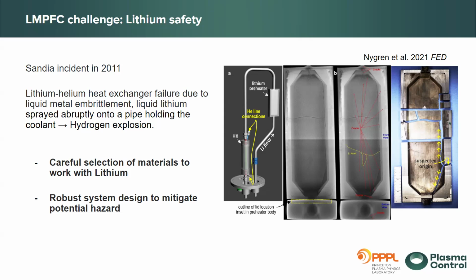And of course, what happened afterwards is that the liquid lithium sprayed onto a pipe holding the coolant, which is water. So all these unfortunate chain reactions led to the incident, which requires that we build a robust system designed to mitigate the potential hazards and separate them if possible.